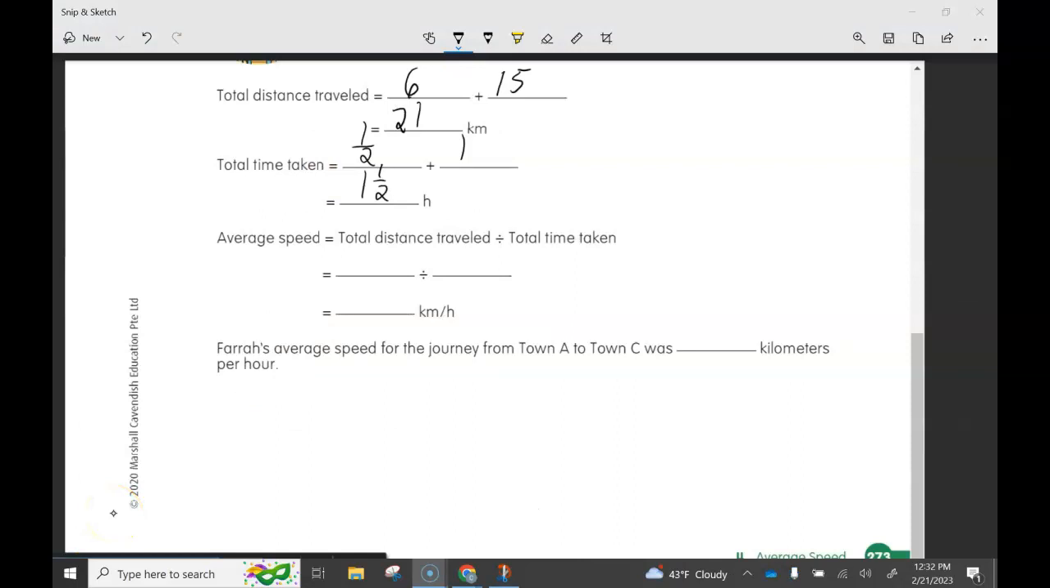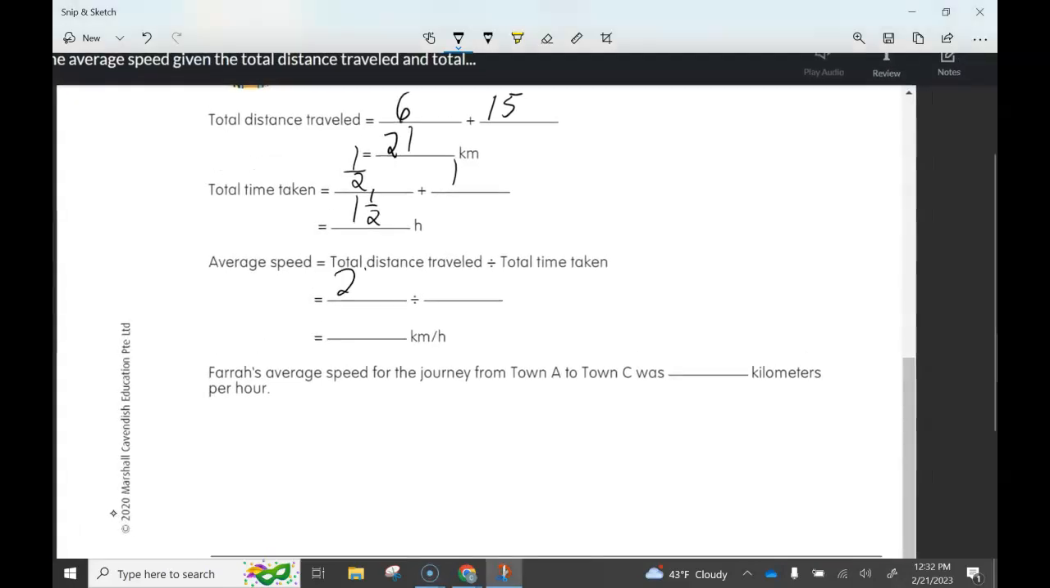Now remember, the average speed is the total distance traveled divided by the total time taken. So total distance traveled, 21 kilometers. Just write that in. Divided by the total time taken, 1.5 hours. So take the 21 divided by 1.5, and that is 14 kilometers per hour. So based upon that, we can understand that Fare's average speed for the journey from town A to town C was 14 kilometers per hour.